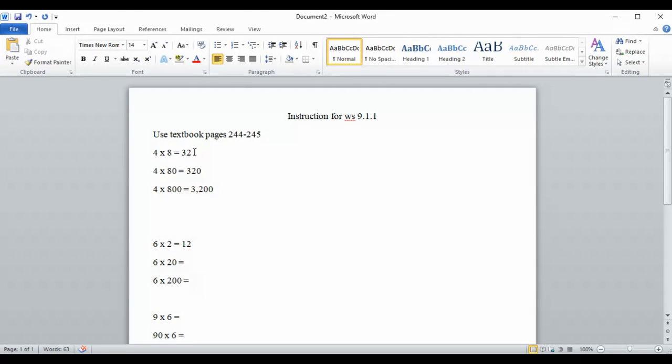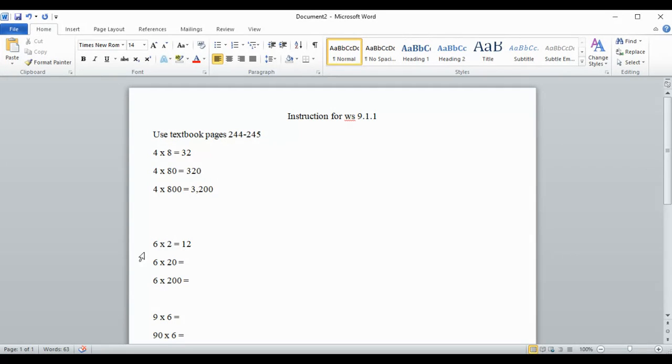So 4 times 8 equals 32. When you do 4 times 80, we've got 32 with a 0 after it because we have 4 groups of 80 instead of 4 groups of 8. And here we have 4 groups of 800 or 3,200. So I think that you can probably pick out the patterns there. That's one of our favorite things, to pick out patterns.